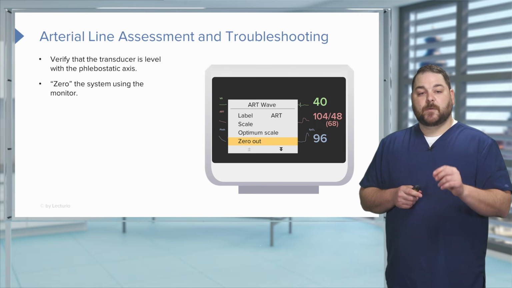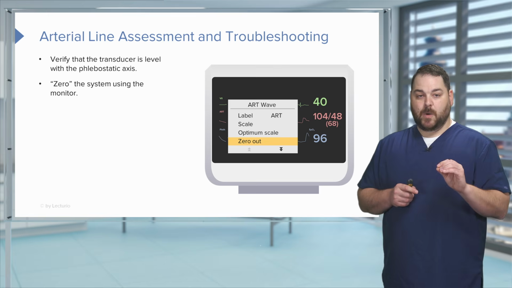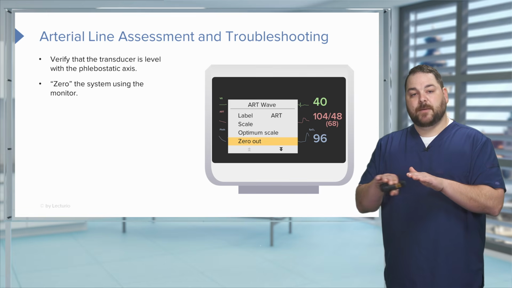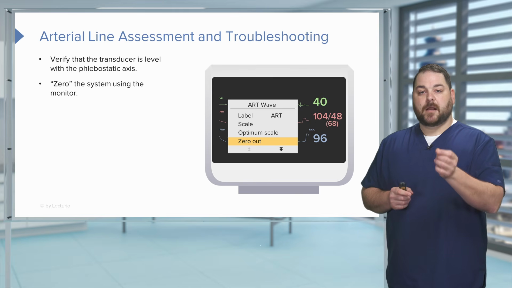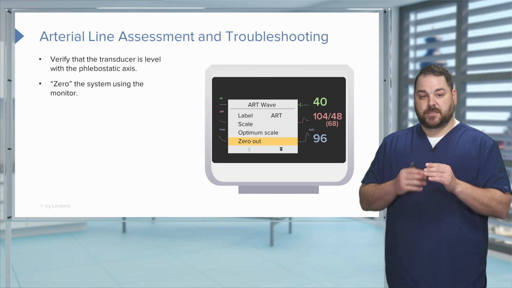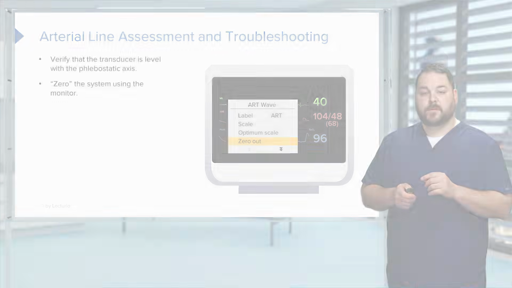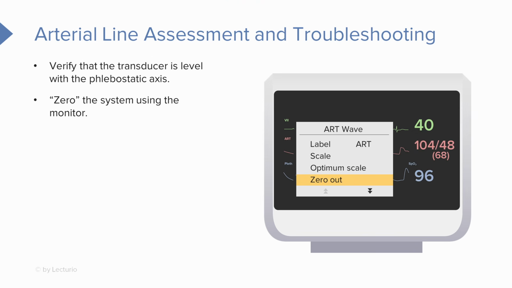Also, we need to be zeroing the system to make sure that we have an accurate blood pressure as well. So after we make sure that the phlebostatic axis is in line, we need to turn the stopcock up, which is off to the patient and open to air. And then we go to our monitor and we zero it out. Depending on your monitor, there may be different ways of doing this, but basically this is zeroing the system so that we're getting an accurate blood pressure.